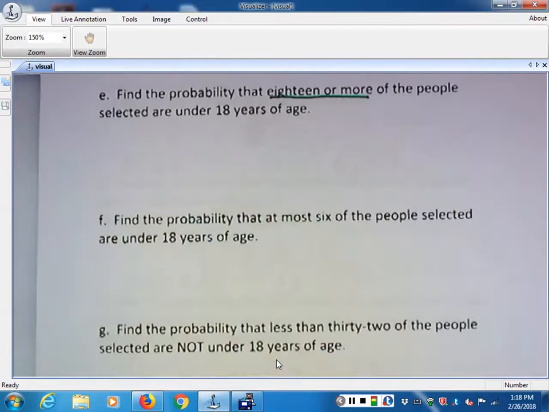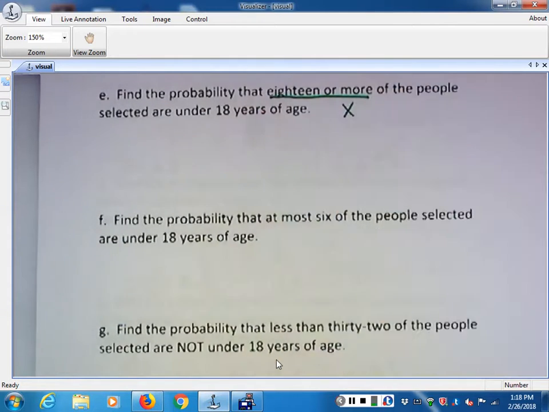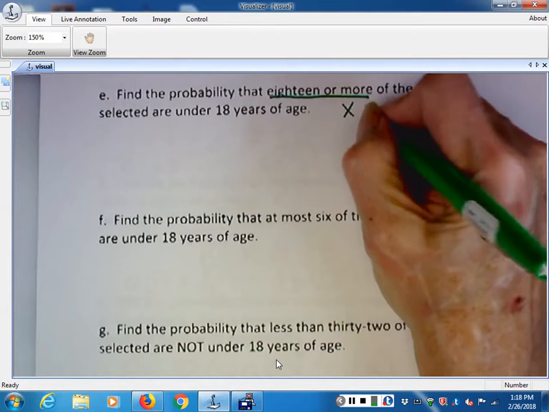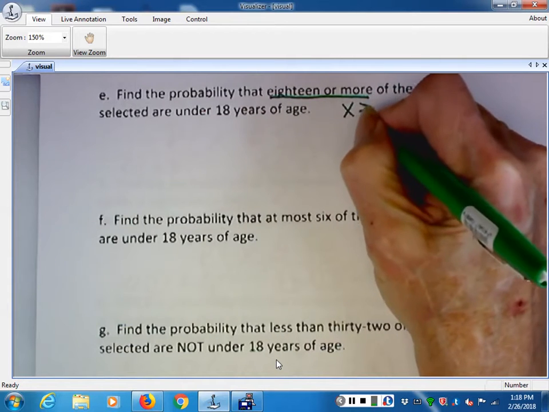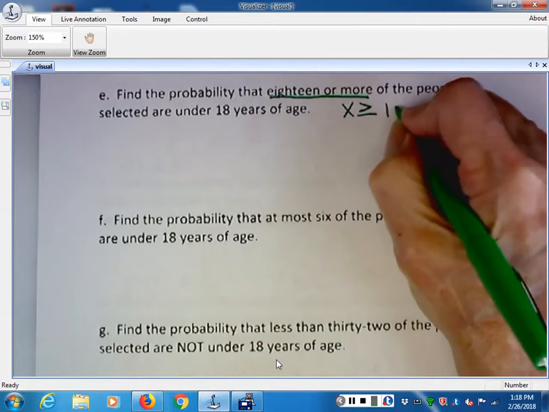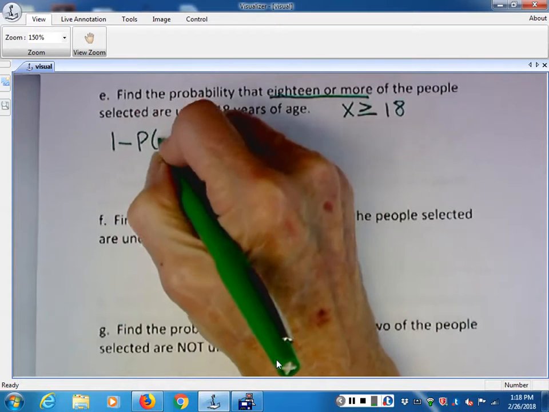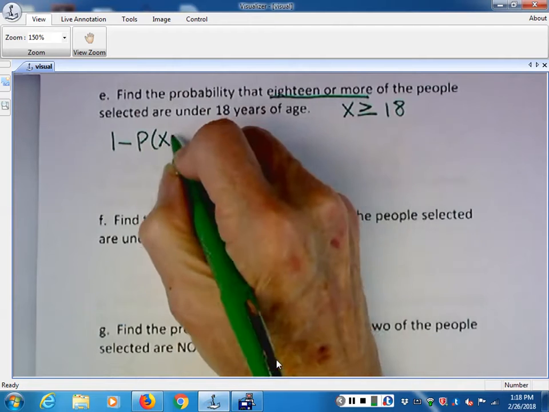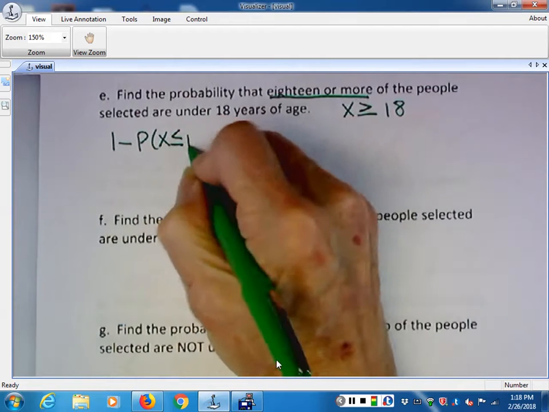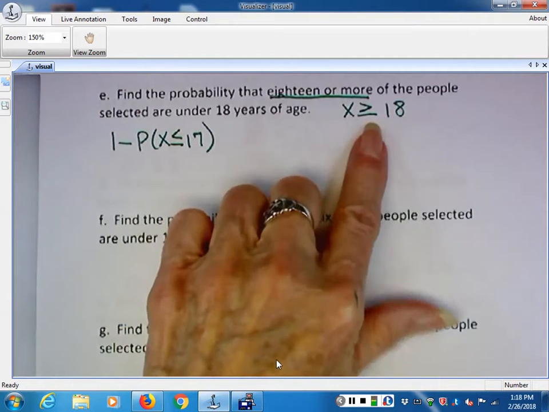18 or more. Up or down? Up. Include the 18? Yeah. So that's going to be 1 minus the probability that X is equal to or less than 17. That's the complement of equal to or greater than 18.